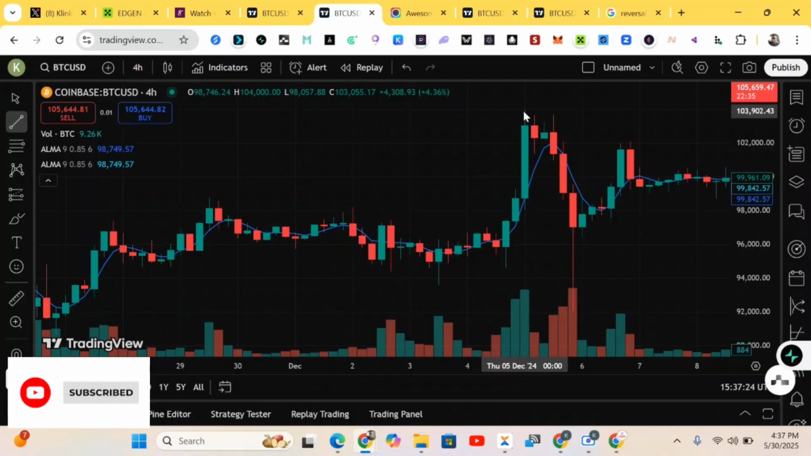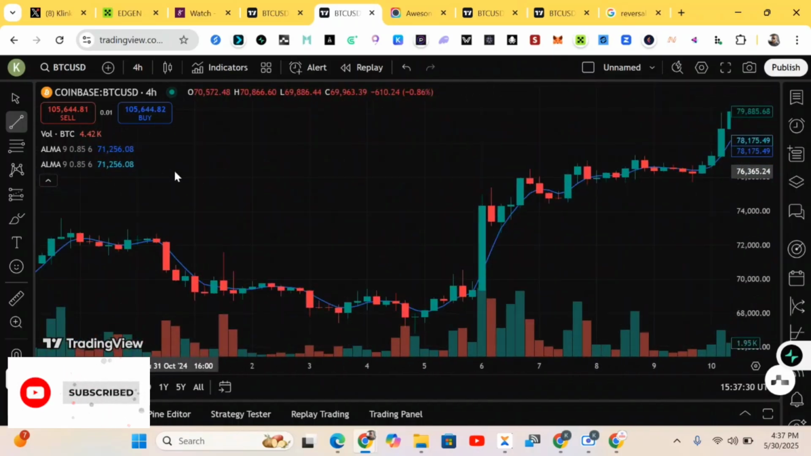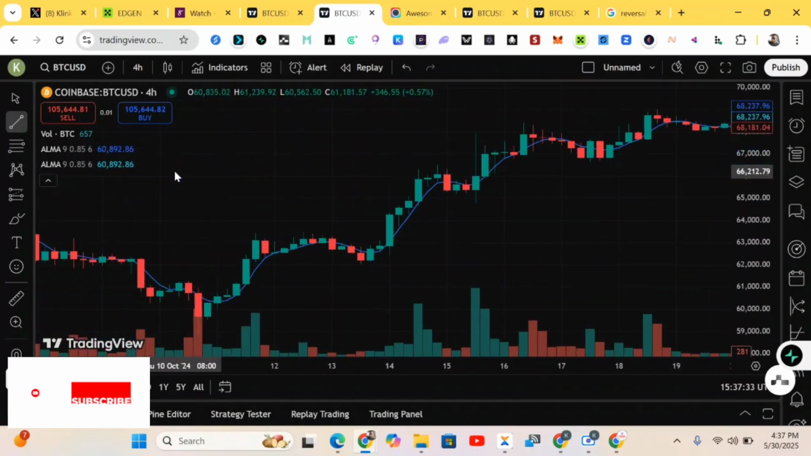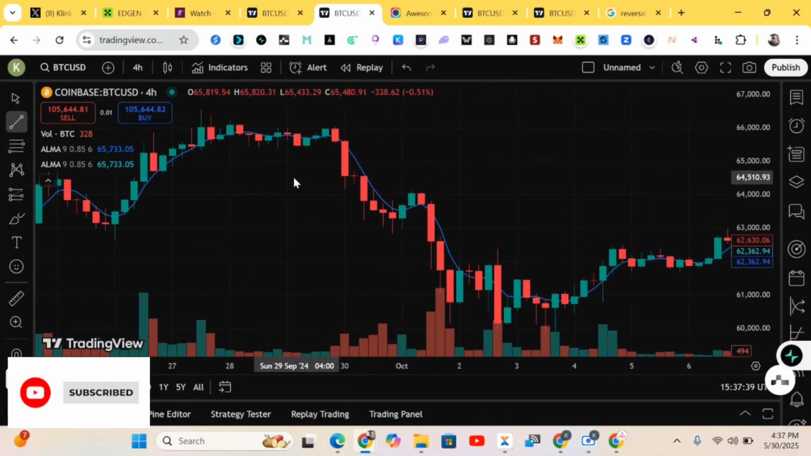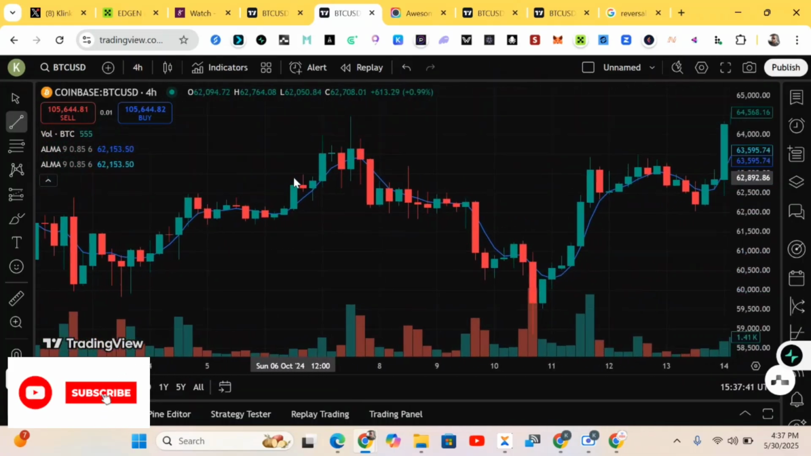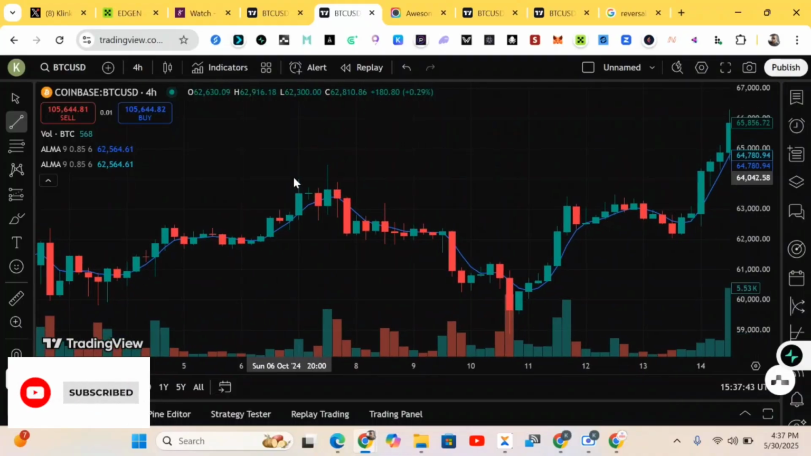103,902. It came over here at this point, so it is a massive trade. If you placed a trade over here, you could have made it massively. Amazing. It is a good trade.